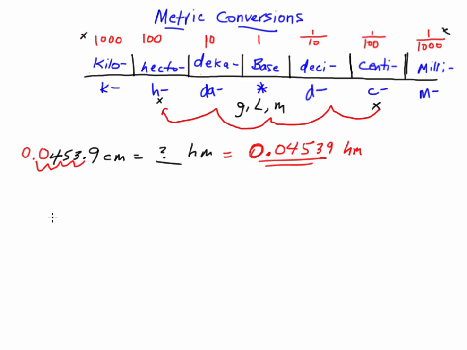The other method is to take your 453.9 centimeters and set up a conversion factor. You put centimeters on the bottom and hectometers on the top. We need to figure out how much of a difference there is between hectometers and centimeters. If I have 1 hectometer, we said that would be a difference of 10,000, so we would put 10,000 here on the bottom.